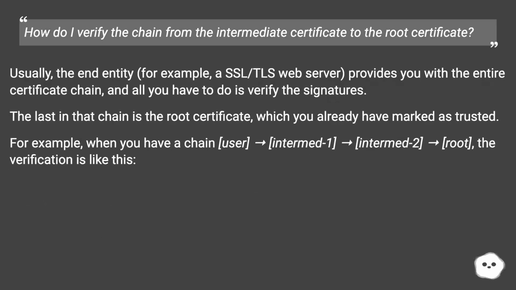How do I verify the chain from the intermediate certificate to the root certificate? Usually, the end entity, for example, a SSL/TLS web server, provides you with the entire certificate chain, and all you have to do is verify the signatures. The last in that chain is the root certificate, which you already have marked as trusted. For example, when you have a chain, user, interim1, interim2, root, the verification is like this.